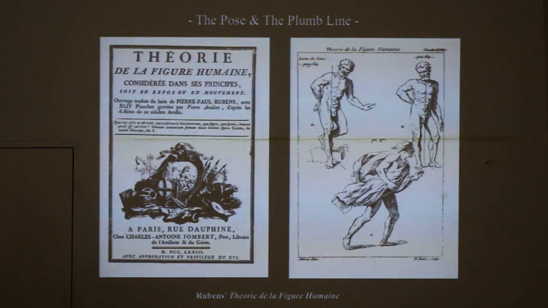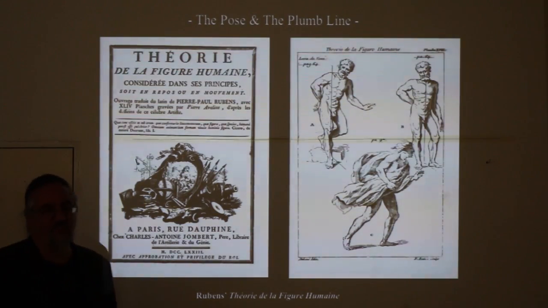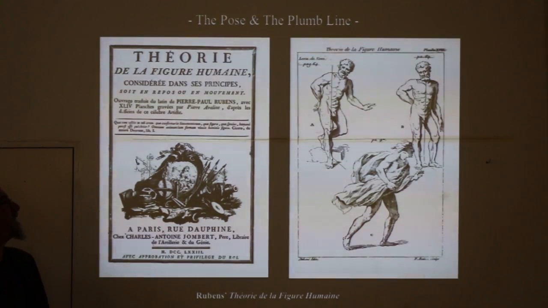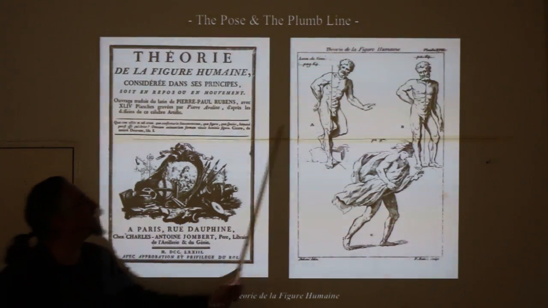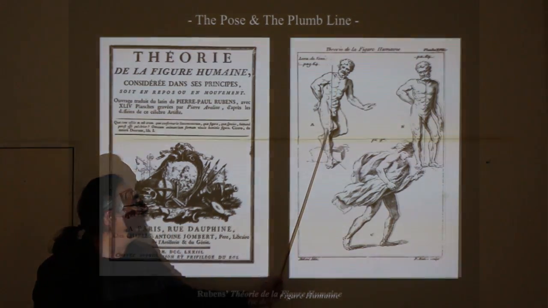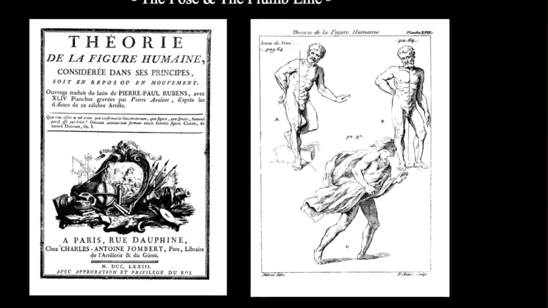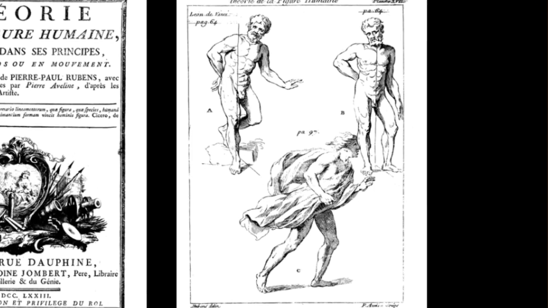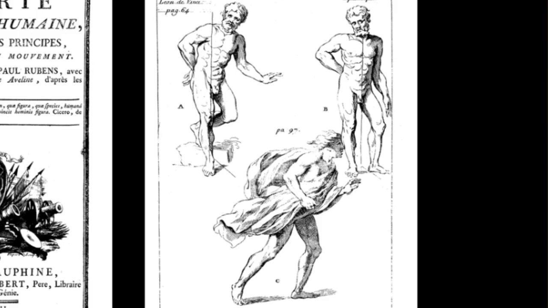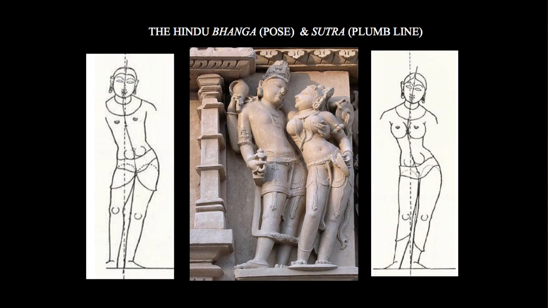So we've seen in the West that the plumb line is traditionally important. In Rubens' Théorie de la figure humaine, for example, he writes about la ligne perpendiculaire, or the perpendicular line that traverses the figure. He says it moves from between the collarbones to the weight-bearing foot, and when a figure moves away from the plumb line, this principle exists in both East and West. And the question is, what happens when the figure moves away from the plumb line or the sutra?